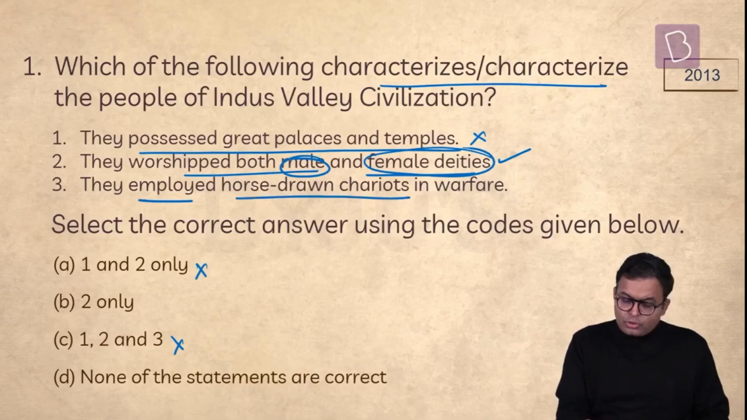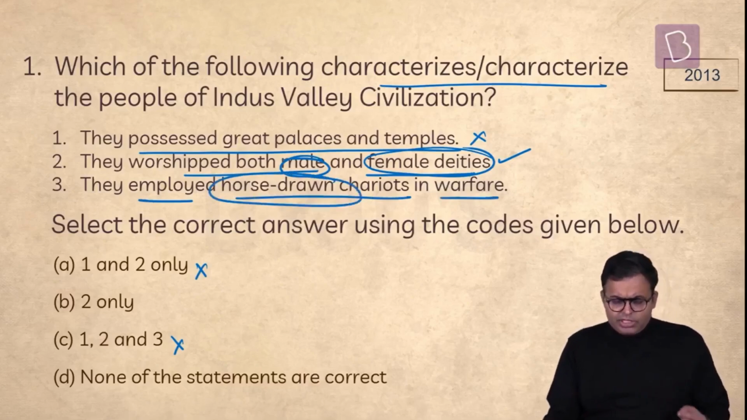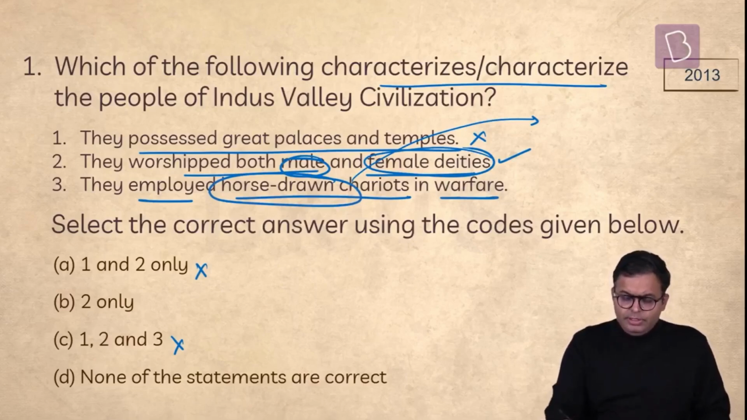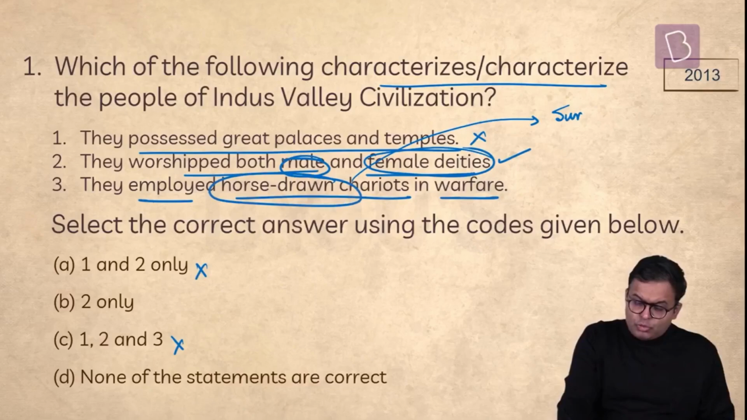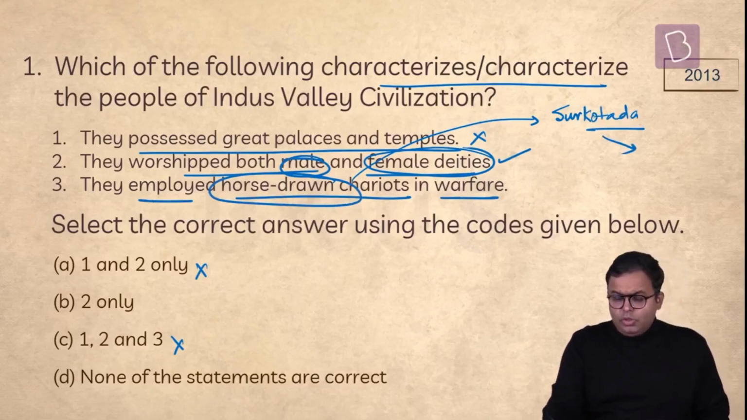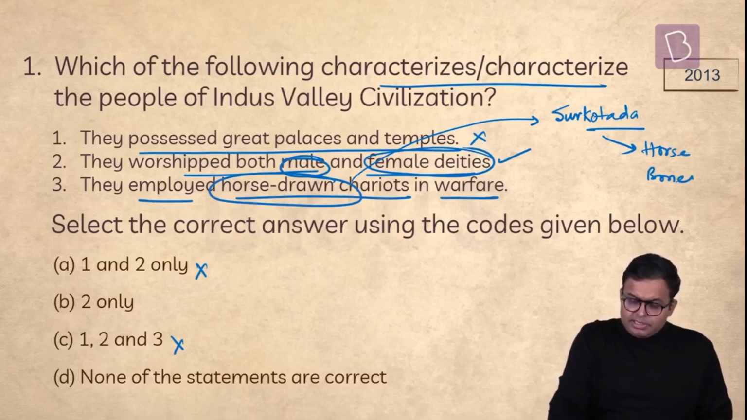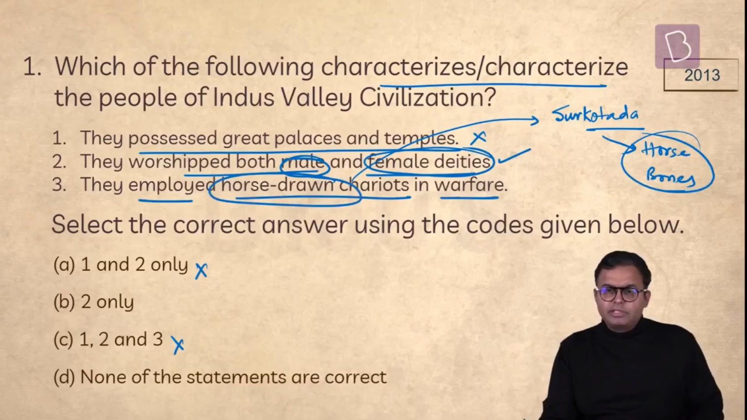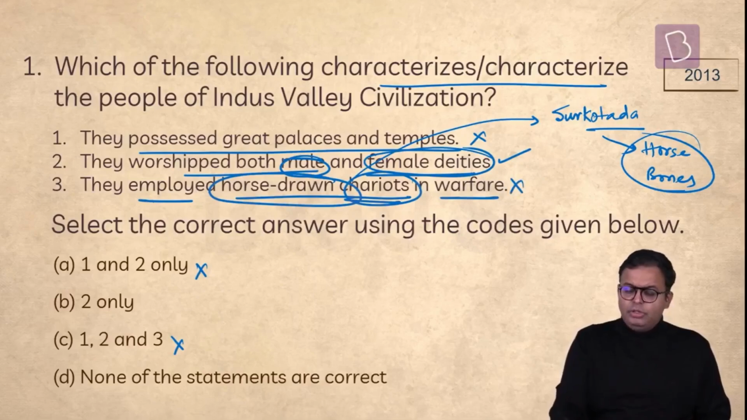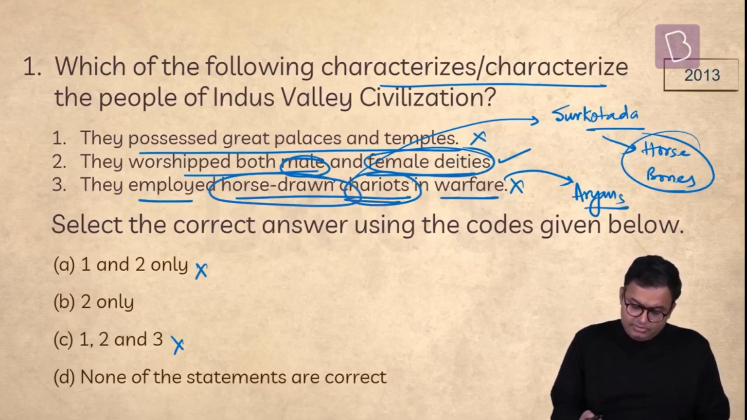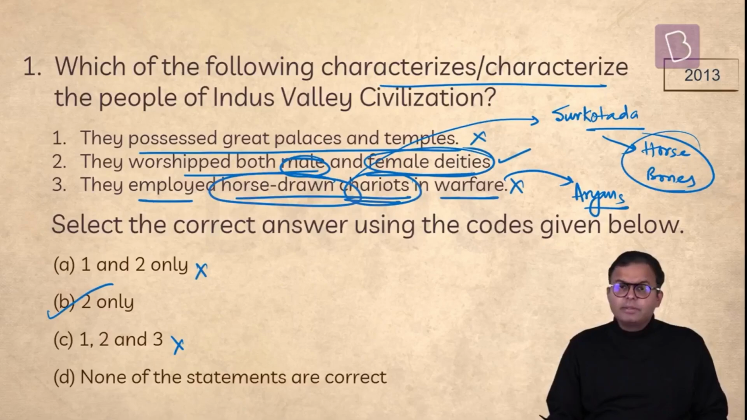They employed horse drawn chariots in warfare. Now, with respect to horse, there is a lot of controversy. It is said that at a place known as Surkotada, horse bones have been found. But that is more of an exception. There was no general awareness. Otherwise, like other animal bones, they would have been found in plenty. There is no depiction. And as far as chariots are concerned, definitely it is wrong, because this is something that we associate with Aryans. So now we can eliminate three. In fact, we don't have to. We already have our right answer.